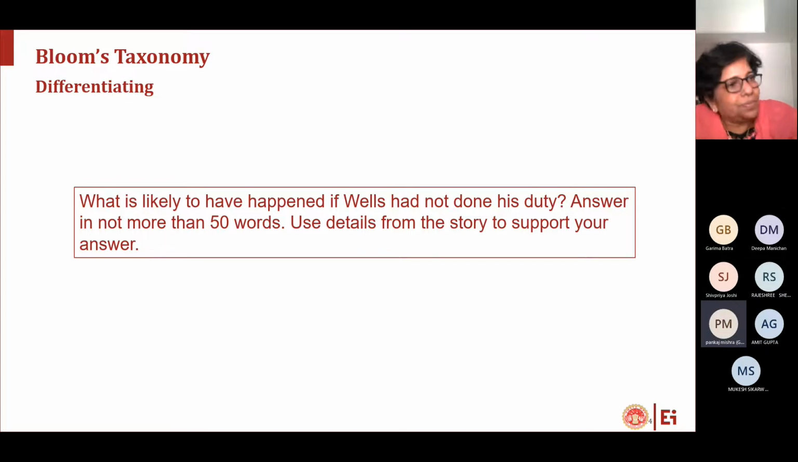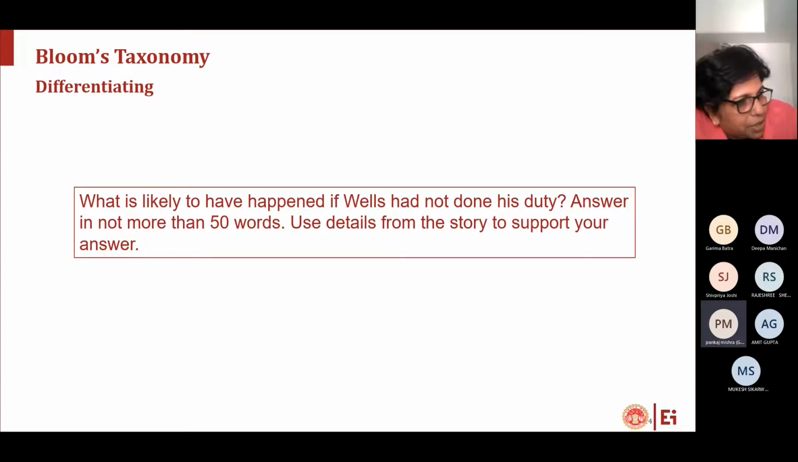Clearly, it's a free response question, and it tests the concept and the understanding of the learner. So it's at the conceptual level, not at the granular level.